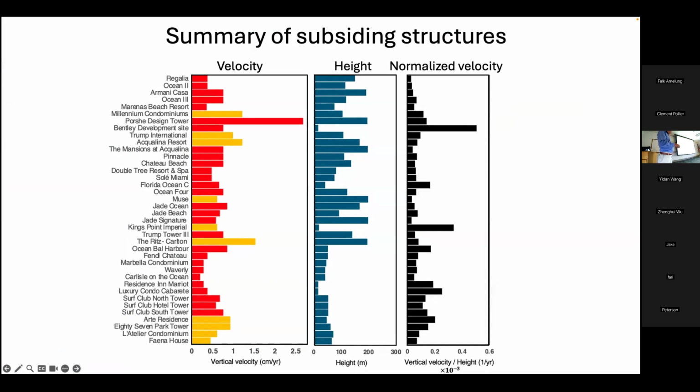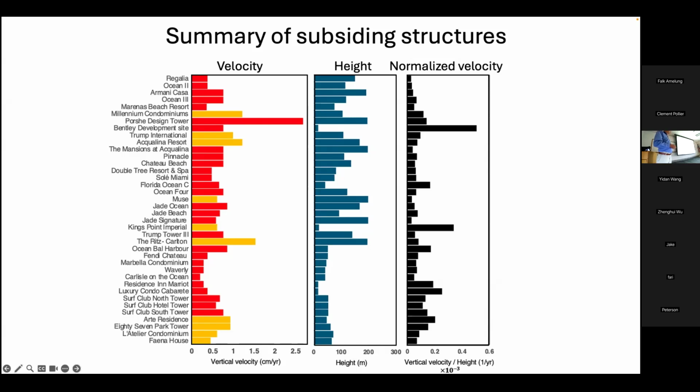Down here in Surfside, it's only allowed to build 12 stories, so that's why the structures are not so high. So we see essentially subsidence from a total of 35 structures.